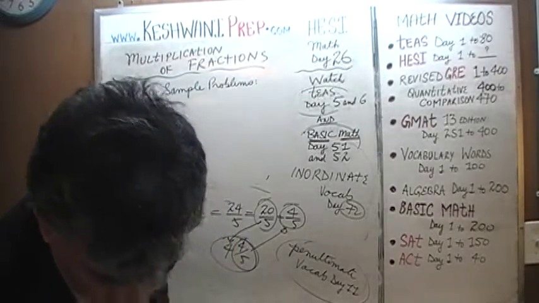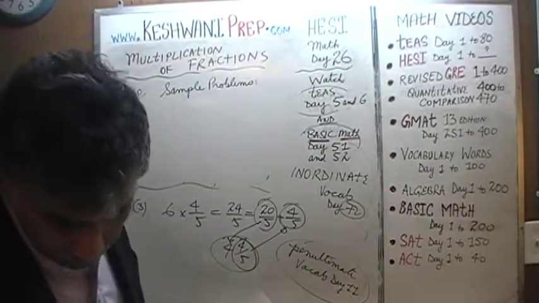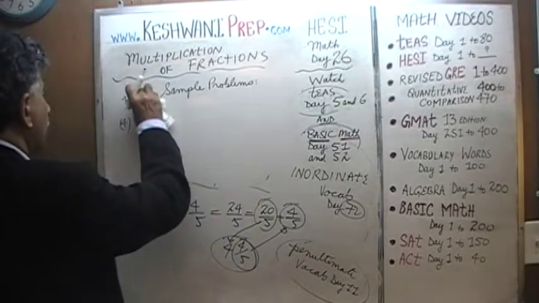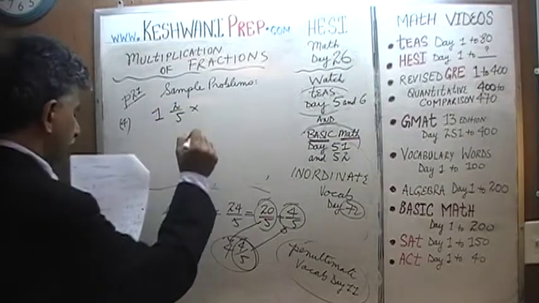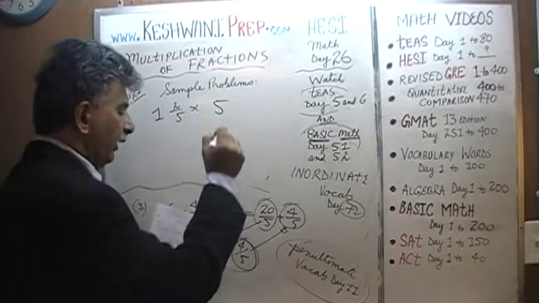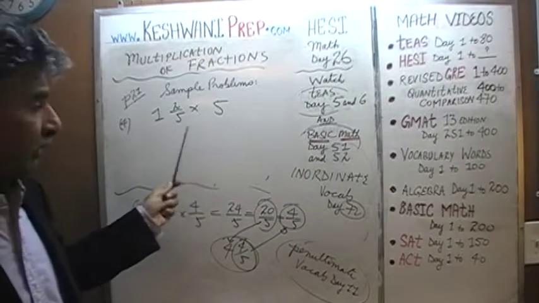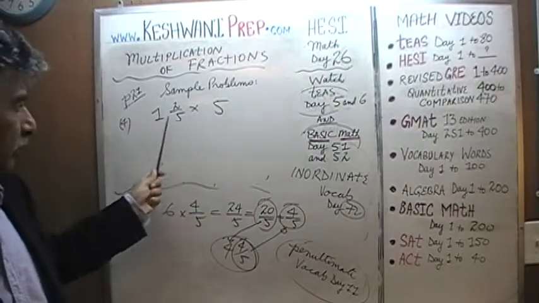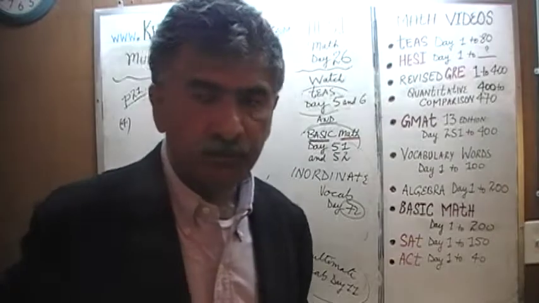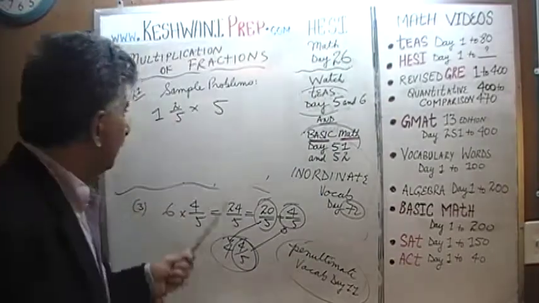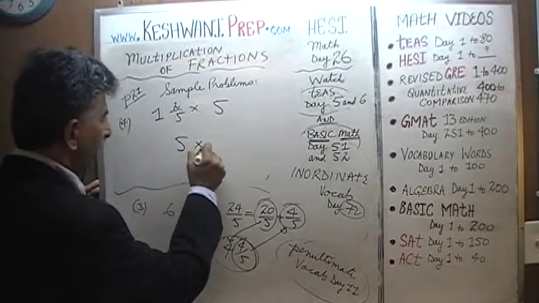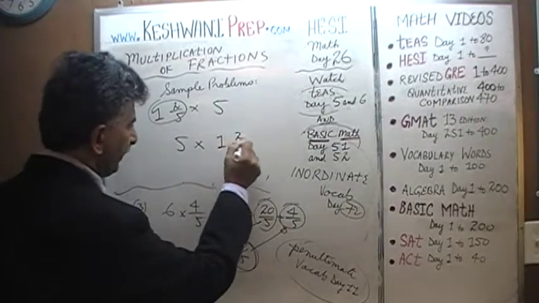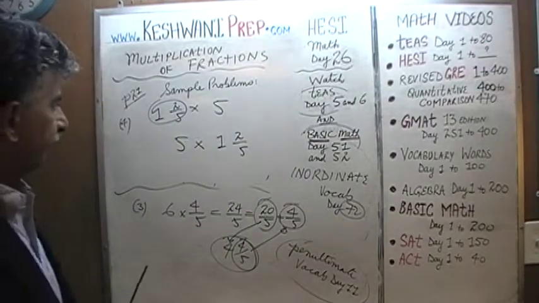Question number four says, we are on the next page now, page number 21. 1 2/5 times 5. Now listen carefully. When you are asked to multiply two numbers where one of them happens to be a whole number, you don't have to do the mumbo jumbo of finding the common denominator and representing both of them as fractions. Here's what you can do. The whole number, if it appears later, put it first. So this 5, you're going to write it first, and this 1 2/5, write it here. And then let's see what happens.